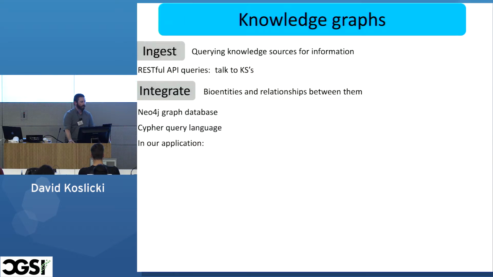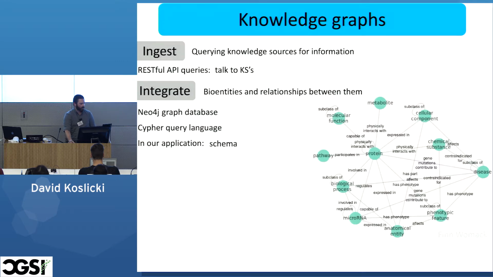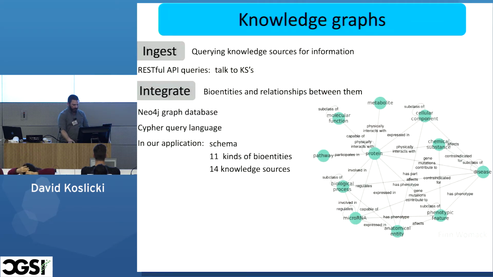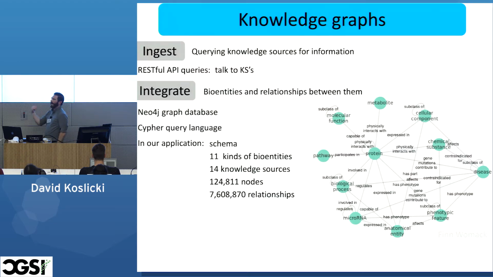So in our particular application, we ended up with a network that had 11 different kinds of bioentities, not 11 nodes, 11 different kinds. And you can see those bioentities listed up here. So we have things like molecular function, pathways, proteins, drugs, metabolites, biological processes, microRNAs, et cetera, et cetera. These are the kinds of things we have in this knowledge graph that were able to be connected from 14 different knowledge sources. So 14 of these different repositories of information, which ended up in about 128,000 nodes and about 7.5 million relationships between them. This was the first pass on this.